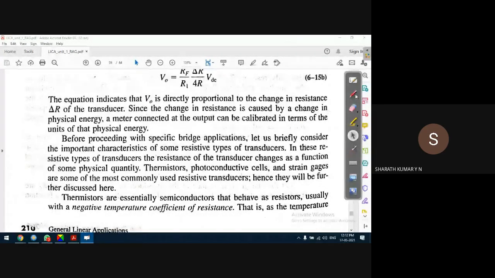Okay, so that's what is noted here. The equation indicates that V0 is directly proportional to the change in the resistance of the transducer.